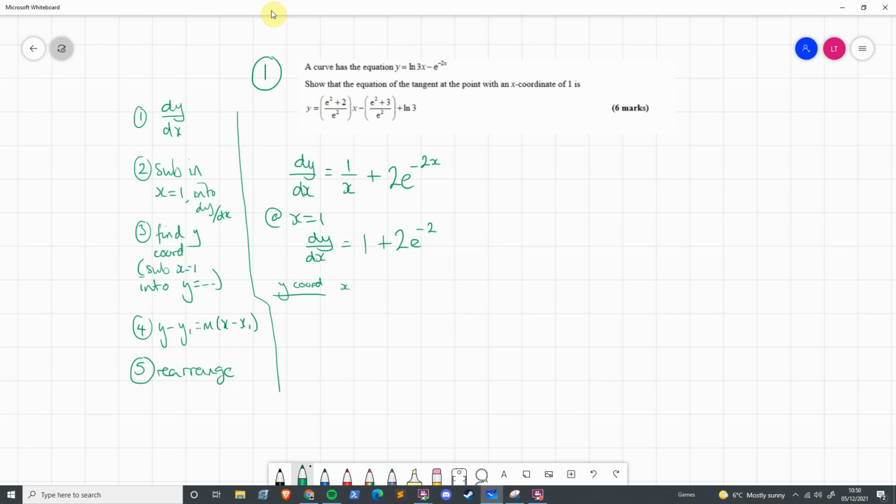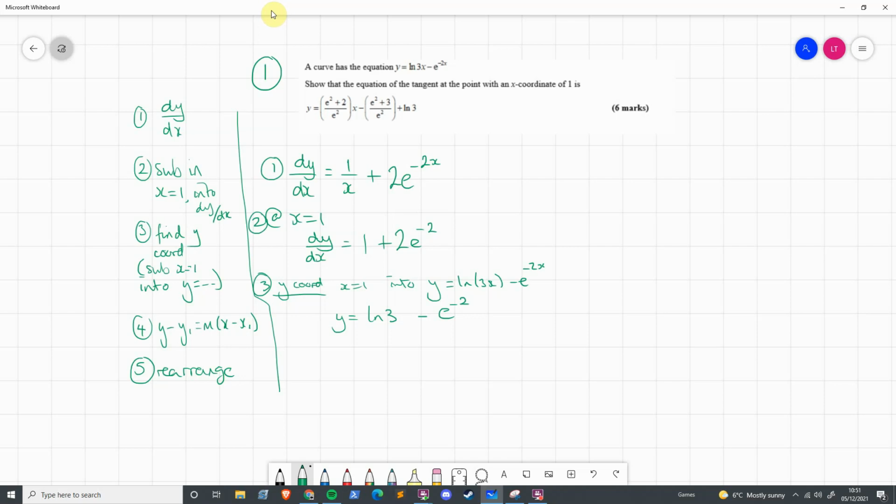To find the y coordinate, we do x equals 1 into y equals ln 3x minus all of that business. So y equals ln 3 minus e to the power of minus 2. Again, that's just a number, but we're not going to put it in our calculator for decimals because we want to show that it's in a certain form. Generally with e's and lns it's better to just keep it in their e and ln form because the numbers are so awkward. Okay, so that was step 1, that was step 2, that was step 3.